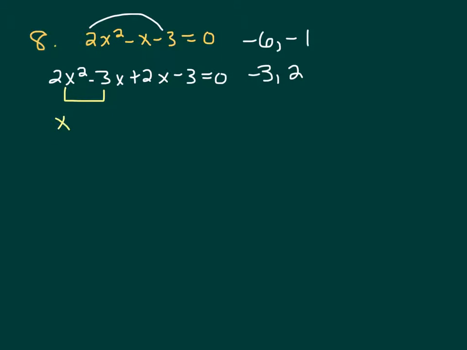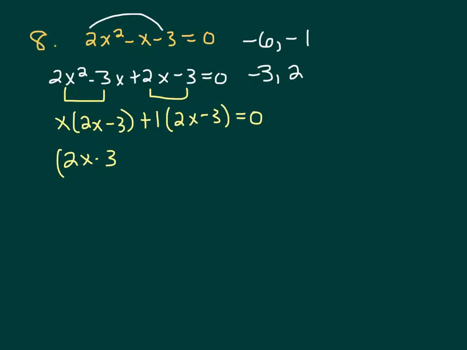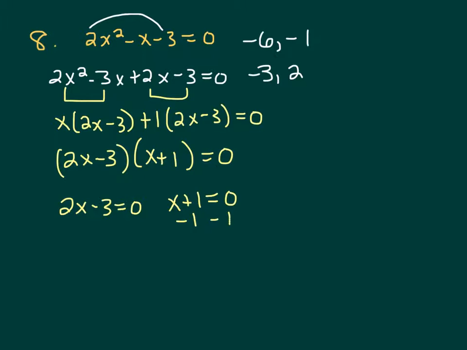What's common is x, so it'll be 2x and then minus 3. Over here, the common is 1, so it'll just be 2x minus 3. And what's common between both of these is 2x minus 3. And that's times by both x and positive 1. So it'll be x plus 1 equal to 0. Set each factor equal to 0. And solve. This one's the easy one.